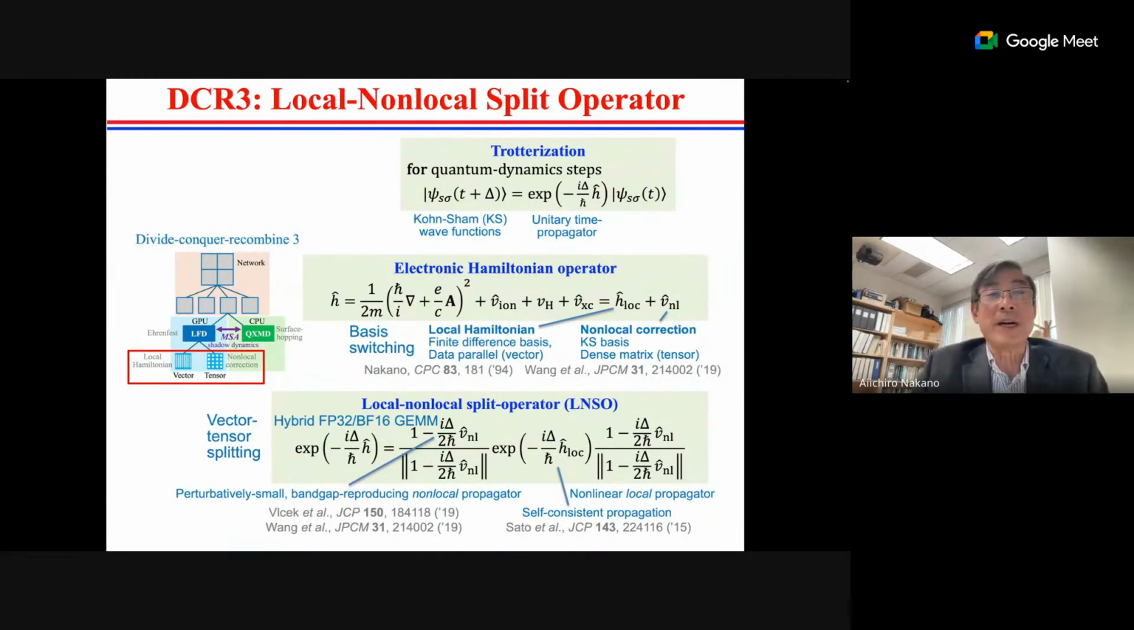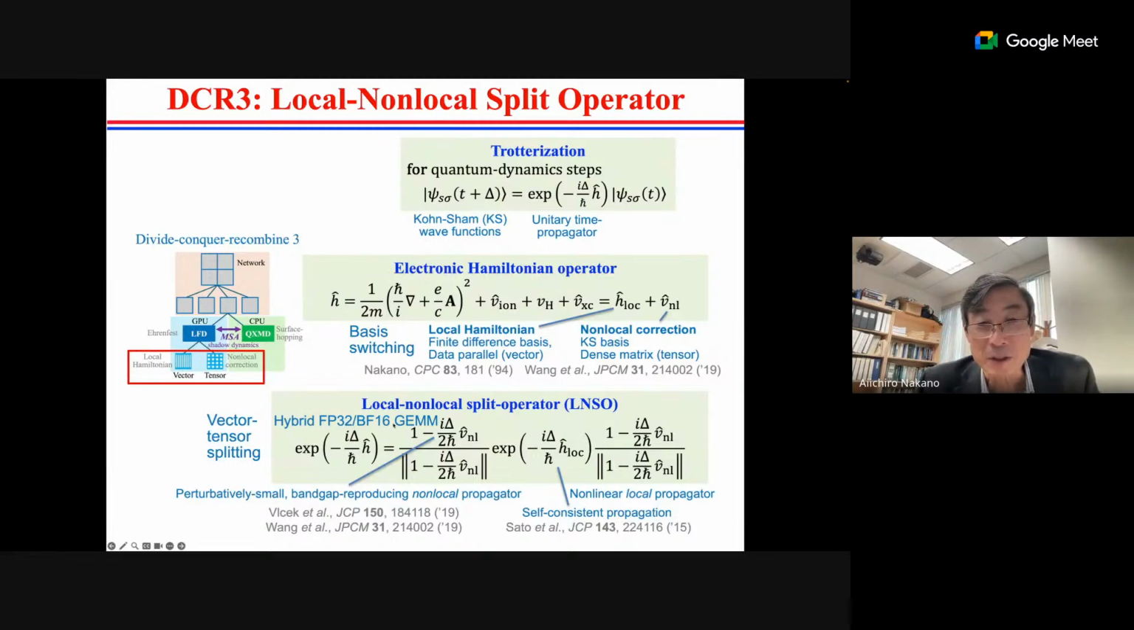And then the third level of divide-conquer-recombine is the so-called local non-local split operator. To time propagate the electronic wave function, we need to do this propagator. To effectively perform this, we refactor the electronic Hamiltonian into a local part and a non-local part. As I already said, at the bottom level, using a finite difference basis, the local operation is data parallel, so it's a vector operation. On the other hand, the non-local correction is more global, so we switch the representation from finite difference to orbital basis. Like a Hamiltonian interaction, that's a dense matrix, so that's a tensor computation. So this is a local vector and non-local tensor computation split.